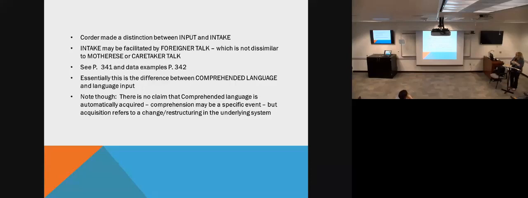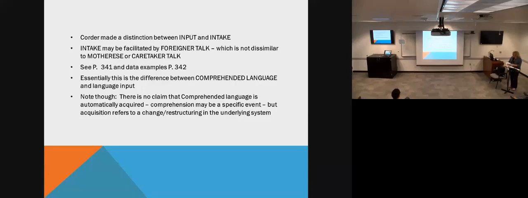So Corder said this wasn't just done because we're nice people. This is actually done in recognition that, in the same way that caretaker talk helps prompt L1 acquisition, foreigner talk helps prompt L2 acquisition. So let's have the first look at some of our data, because we've got a lot of data to look at in this one.